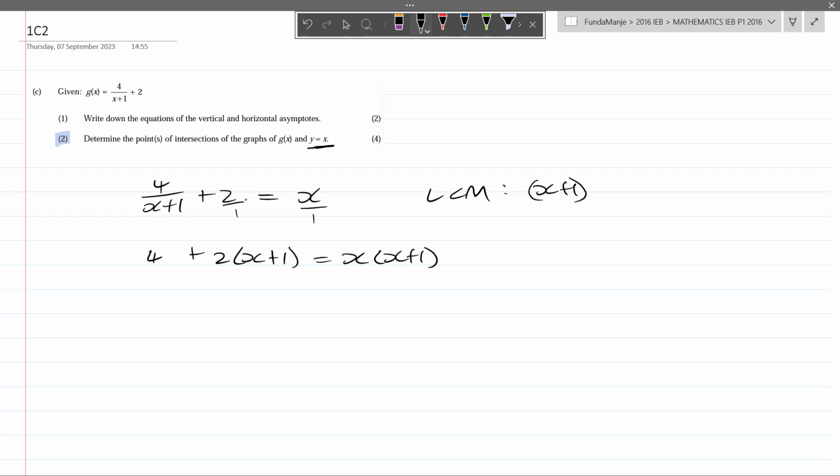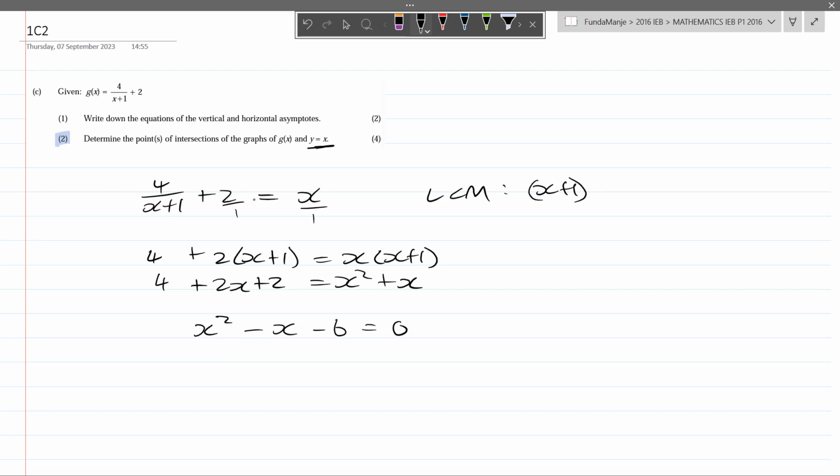Then we need to simplify this a bit. So we multiply in where we can. So this will be 4 plus 2x plus 2 is equal to x squared plus x. Then if you organize this, it will be x squared. Take 2x to the other side, it will be x minus 2x. That will give us minus x. Then 4 plus 2, that's 6. Take it to the other side, it's minus 6. This is equal to 0.